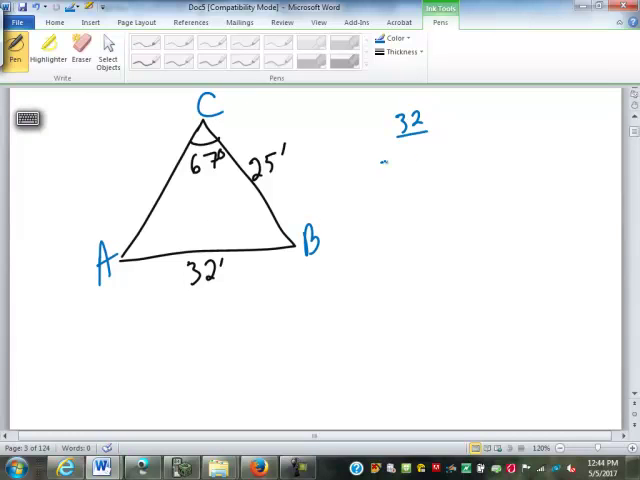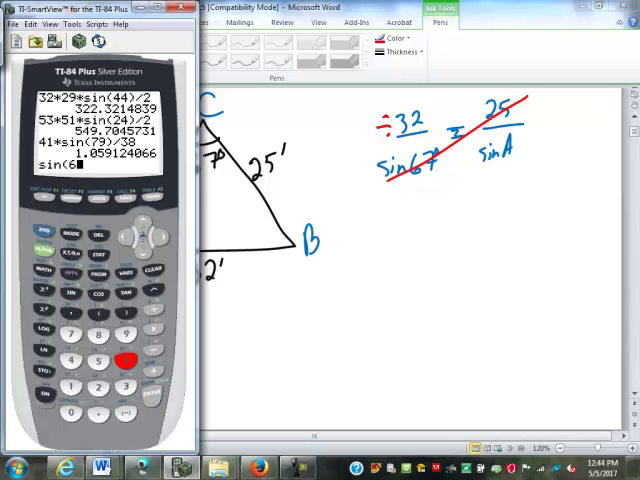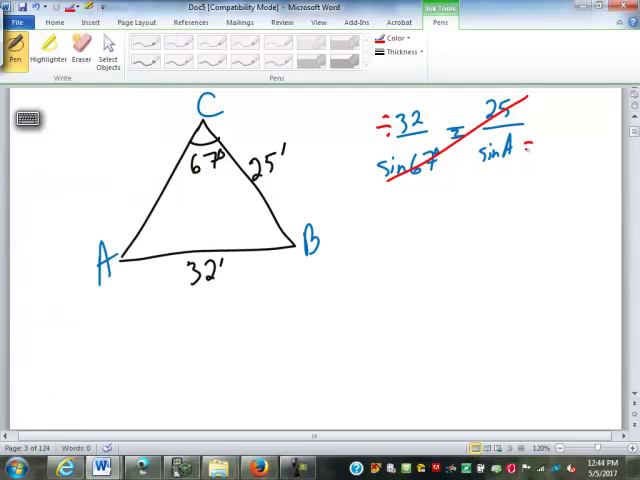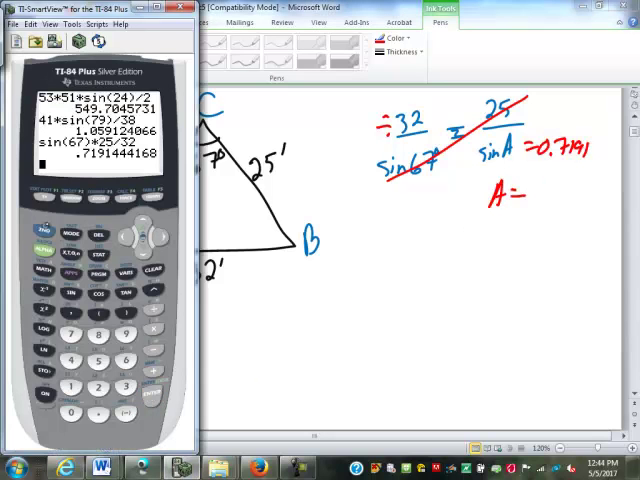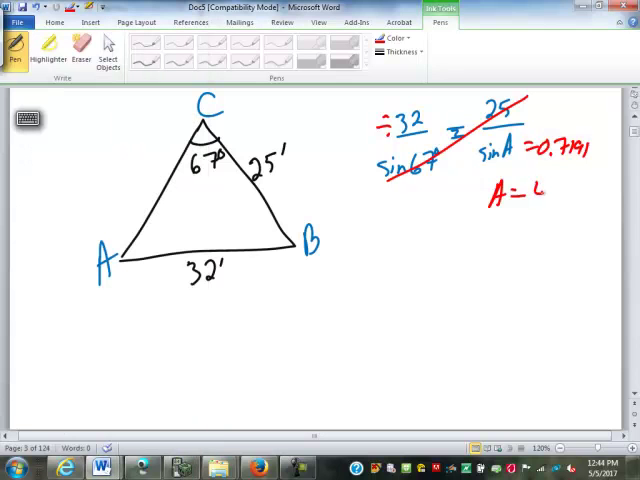We do not have the correct angle, so we're going to have to do some work here. 32 over the sine of 67 is 25 over sine of A. So we cross multiply and divide: sine of 67 times 25 divided by 32. We get 0.7191. So A is going to be the inverse sine of that: 45.98.